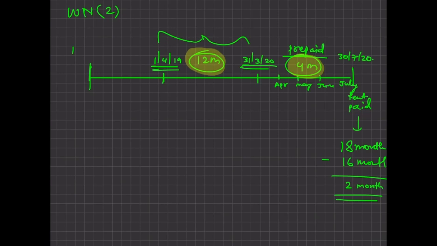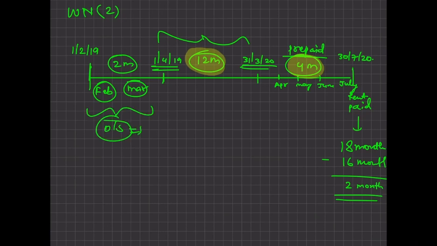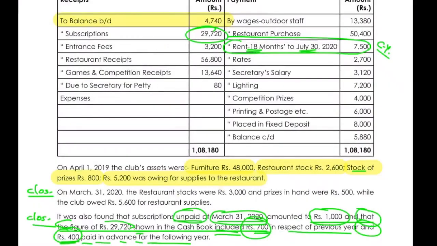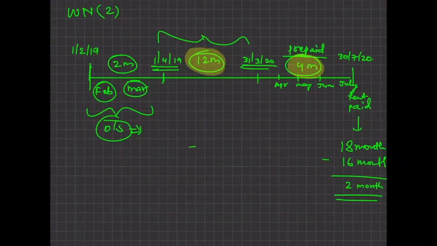This relates to, let's say, 1st of February 2019. It is 2 months over here. So this is February month and March month rent, which is not paid. So, sir, do we need to create an outstanding for that? Yes, beta. Outstanding will be created. So the total rent which is paid for all months is 7,500. If I divide 7,500 by 18 months, what is the per month rent I am getting? Please check it. Is it 625 rupees?